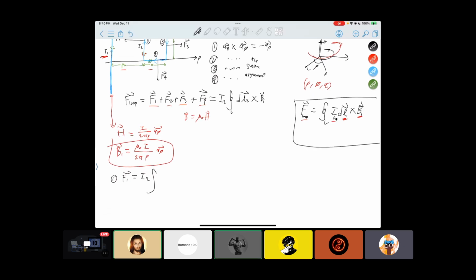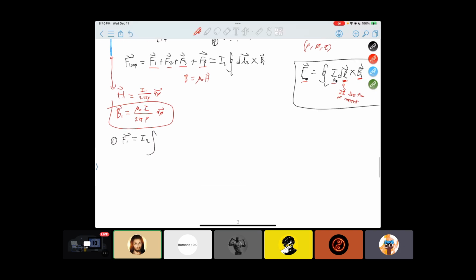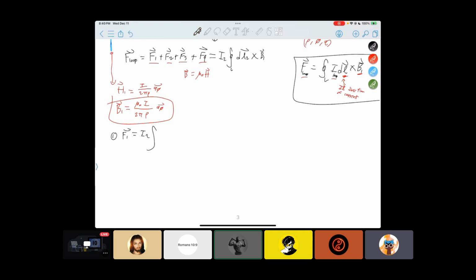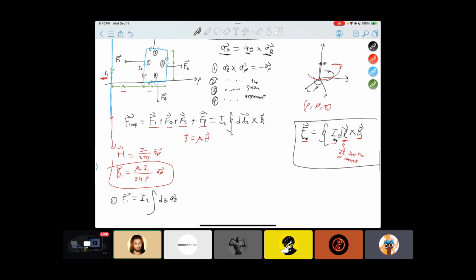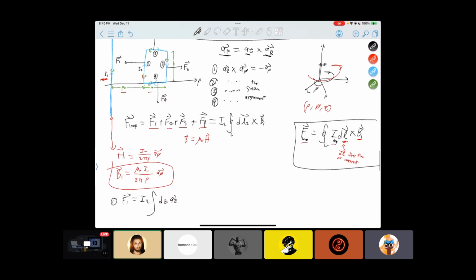DL is in the direction of the current. That's always going to be the case. So DL is the direction of current, so that would basically be dz az, your differential element. Yeah, that'd be the case right there.